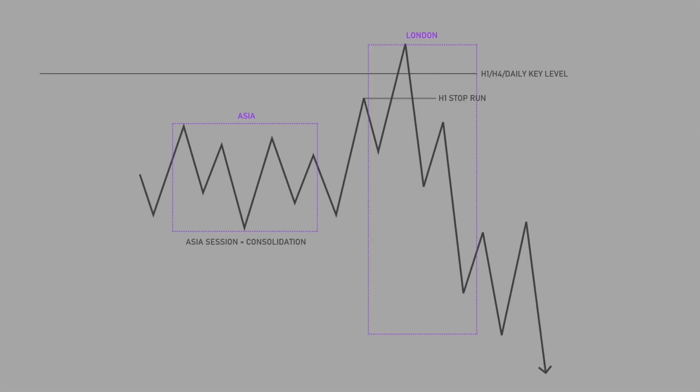You want to see an M15 change in order flow, and then you can get into shorts aiming for the higher time frame draw on liquidity, and as in the previous example as well, your invalidation should be the manipulation high, in this case the London session high.